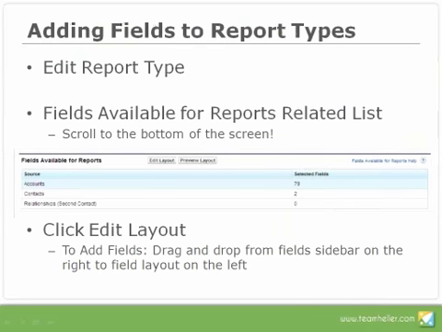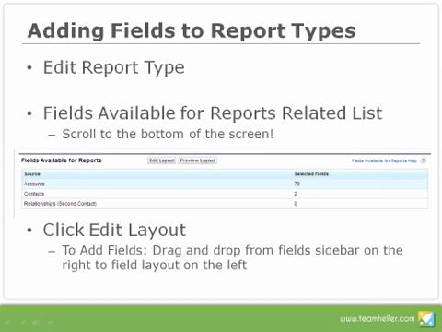The third step in the process of creating a report type is an optional step. It's called adding fields to report types. It just shows you go in and edit the report type or go into the next phases we'll see in a minute. The fields available for reports are way at the bottom of the mirror, and I'll show you in a minute. Sometimes it's easy to miss this part. Essentially, click to edit the layout and then drag and drop fields, and we'll walk through that.